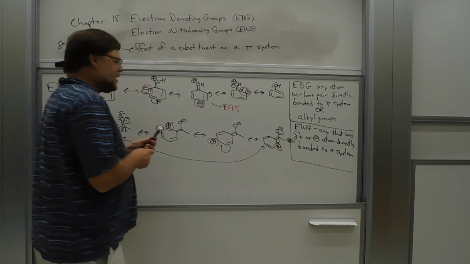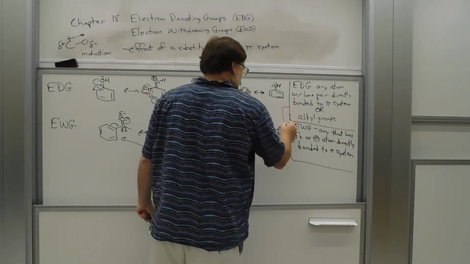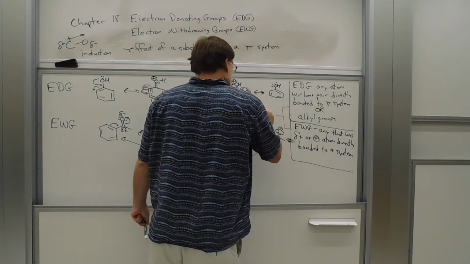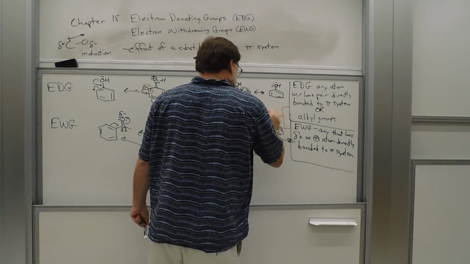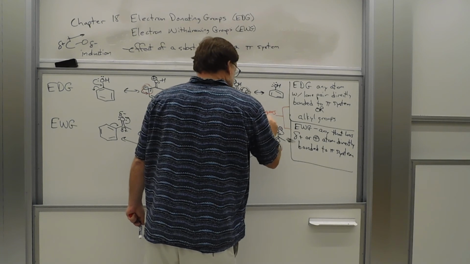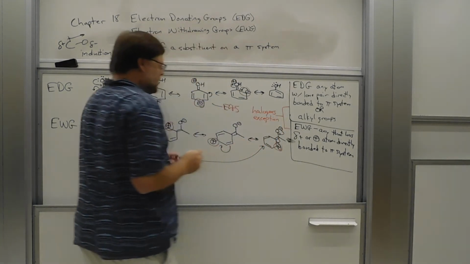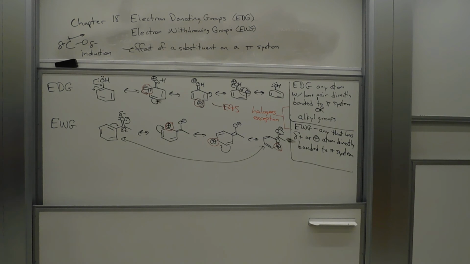And now the last thing I'll put in here, and we'll go over it some later. As always, the halogens are an exception to this rule. The halogens are, by electronegativity, a little electron withdrawing. By lone pairs, they're electron donating, and they kind of do both.